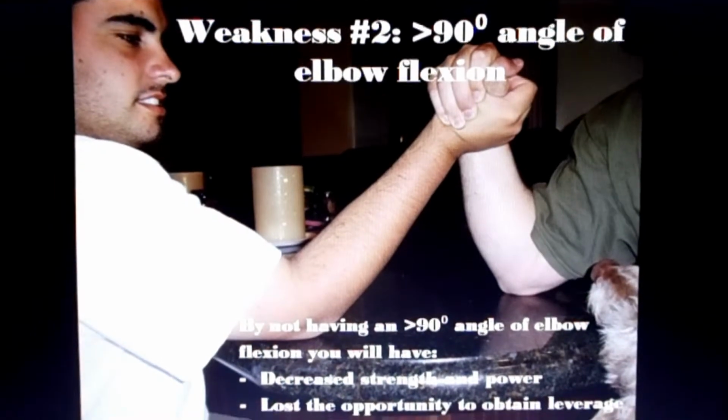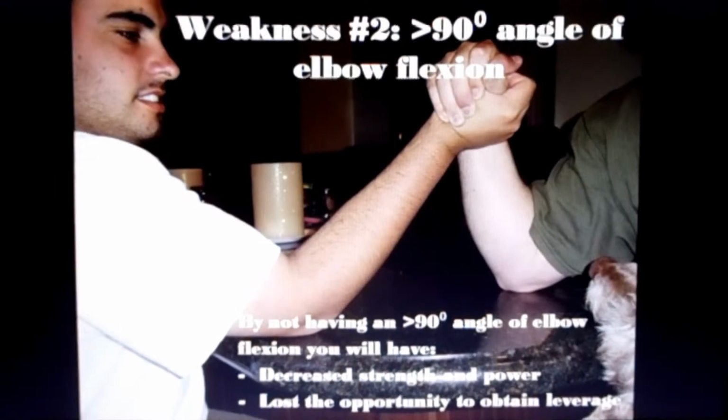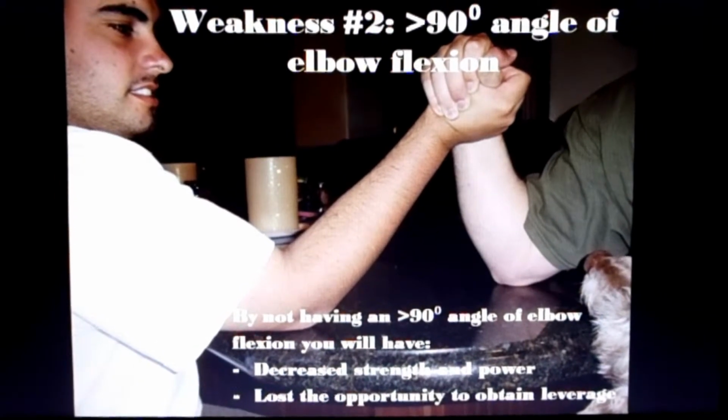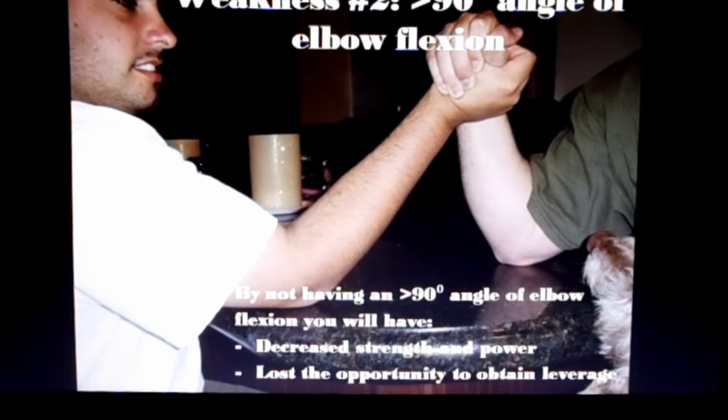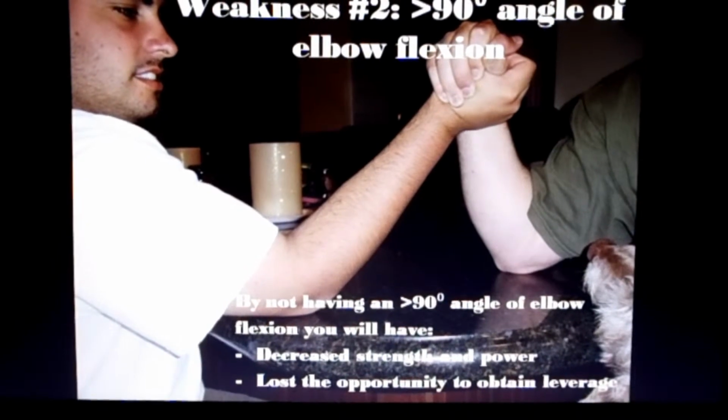The second weakness: having a greater than 90-degree angle of elbow flexion. You do not want to do this because you will decrease the strength and power you could form and lose the opportunity to obtain leverage.